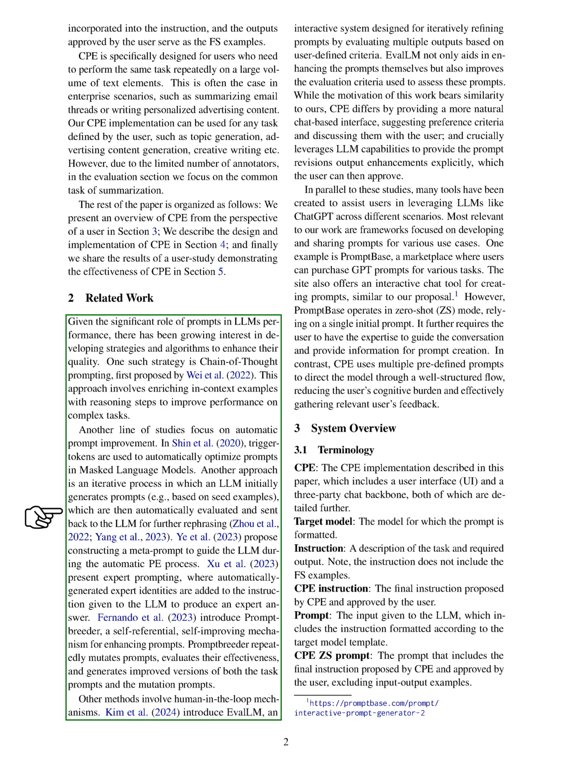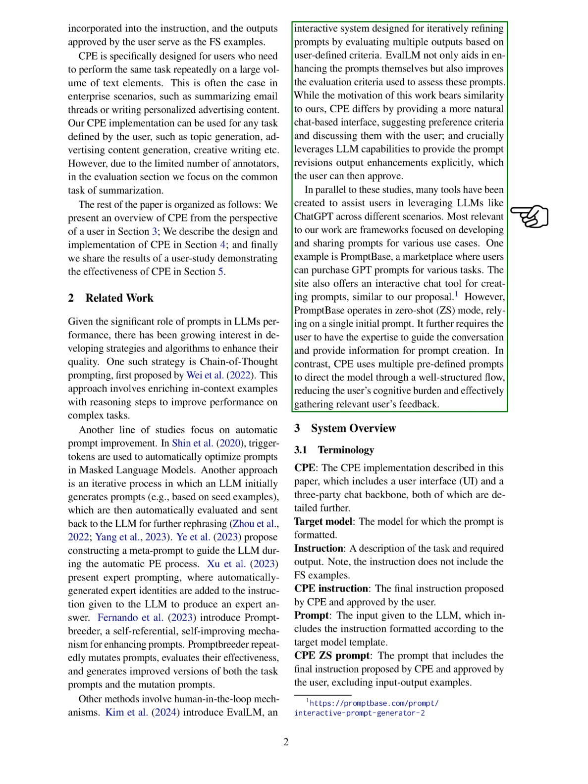In the related work section, we note the growing interest in improving prompt quality due to its impact on LLM performance. Strategies like chain-of-thought prompting enhance in-context examples with reasoning steps. Other studies focus on automatic prompt improvement, using methods like trigger tokens and iterative processes for refining prompts. While these approaches share similarities with our work, CPE stands out by offering a natural chat-based interface that engages users in discussing their preferences and directly incorporates their feedback into prompt revisions.